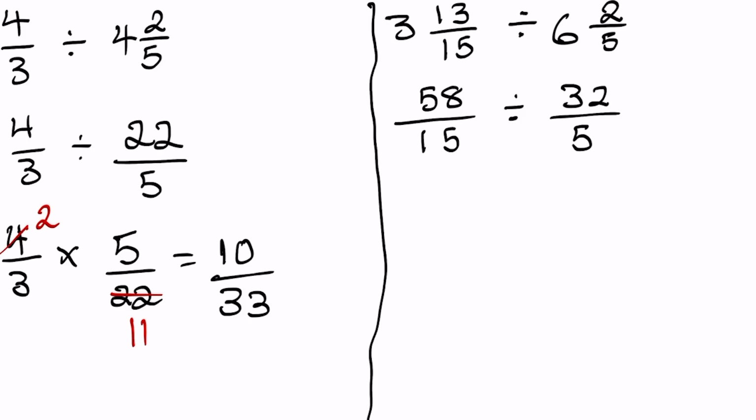All right, let's go our normal steps now. Keep the first fraction, change the sign, flip the second one: 5 over 32. All right, so let's look to see if anything can be simplified. Based on this, I see that the 5 and the 15 can be simplified. The 58 and the 32 can also be simplified because they are both even numbers.